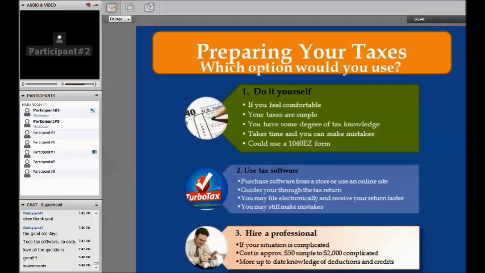All right, so I want to know which option you guys would choose. You can either type it in the chat box. You can use A, B, or C from the polling. A for 1, B for 2, and C for 3. Or you can use the tools and put some clip art up there.